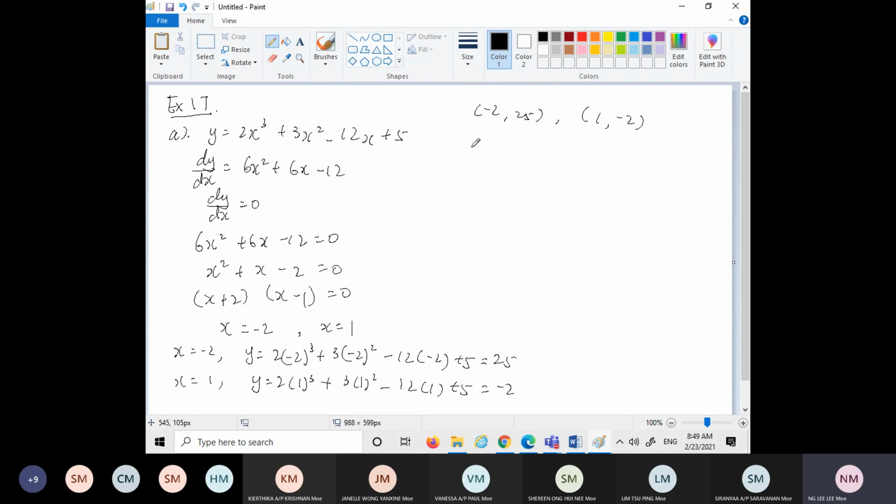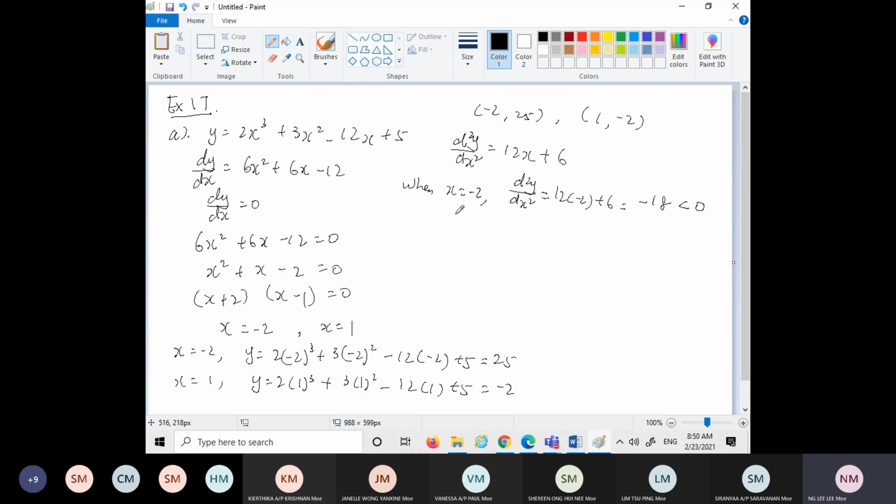Now we want to test whether this is a minimum point, maximum point, or a point of inflection. So we find the second derivative. Second derivative means you differentiate one more time. So 12x plus 6. When x is -2, we want to see what the second derivative is. So 12(-2) plus 6. The answer is -18, smaller than 0.